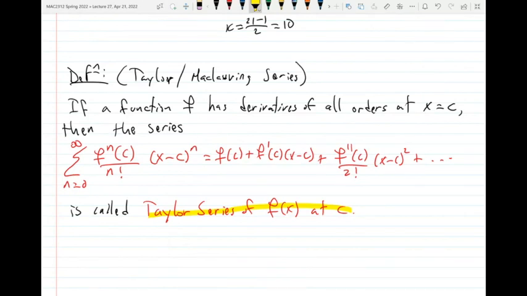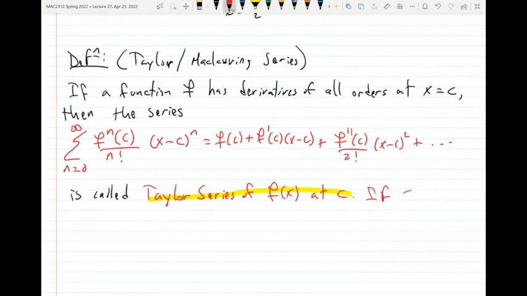So we call this the Taylor series at c, the center, where c is whatever number you want, as long as you can find this expression. But if c equals 0, this is called the Taylor series at 0, but it's also known as the Maclaurin series. So when you see Maclaurin series, that's just a Taylor series with center 0.